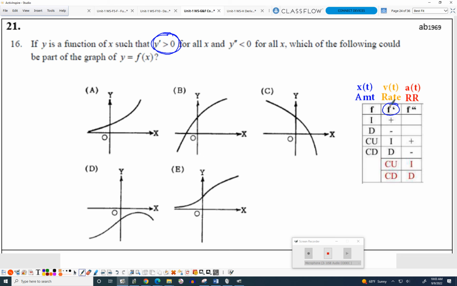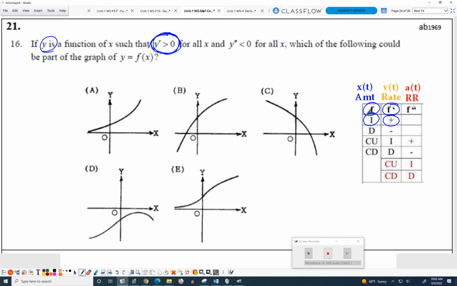This clue means this right here. Are you okay with that? Yeah. Okay, we have a question. That clue is telling me something about F. What is that clue telling me about F? It is increasing. F is increasing. Now go back to Riley. Remember, those two are different. F prime being positive, F is increasing.